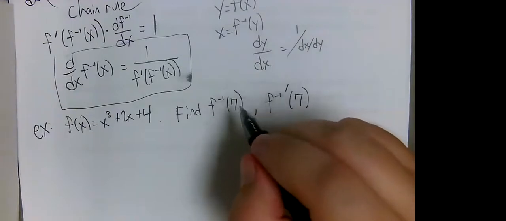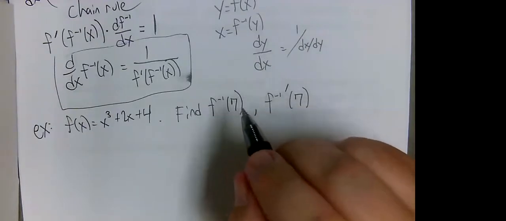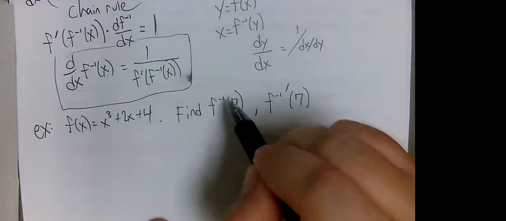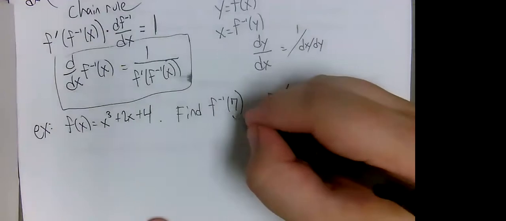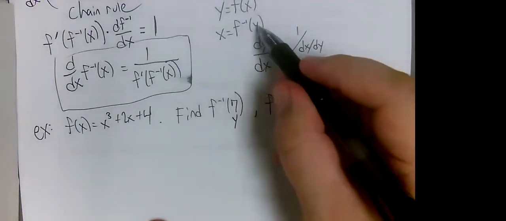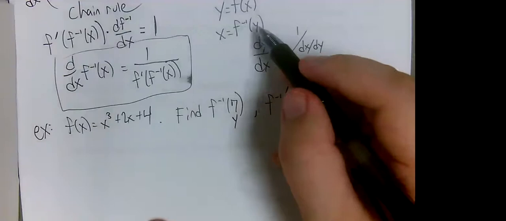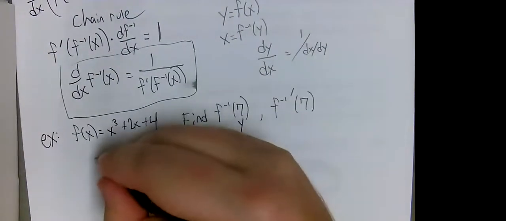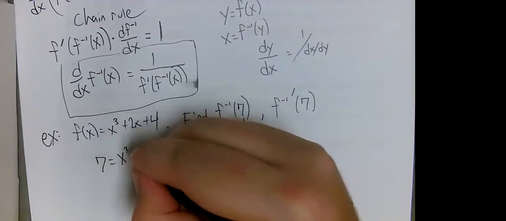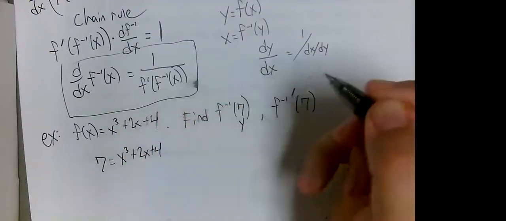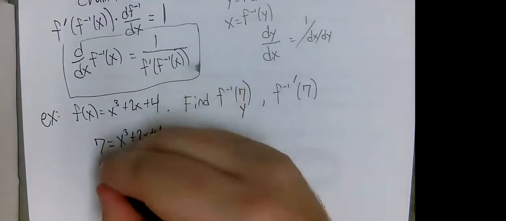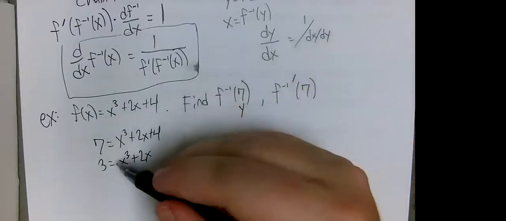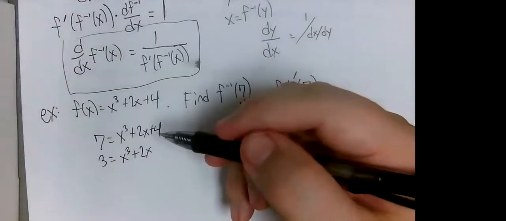Now finding f inverse of 7, so remember what f inverse is. It tells you the x value that you plug into your function to get this number. So you could almost think of this as the y value. We kind of have it written up here. F inverse of y is x. So the 7 is like our y value. So we have 7 is equal to x cubed plus 2x plus 4. We subtract 4. We have x cubed plus 2x. And this is a cubic equation, so this might be difficult to solve.